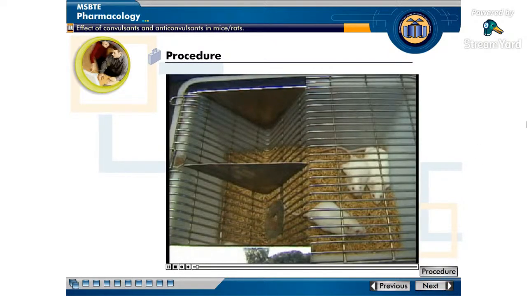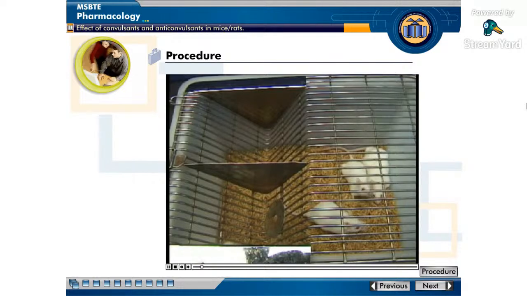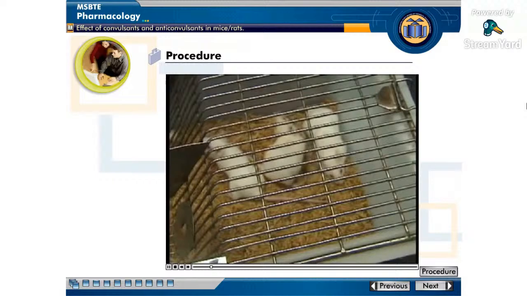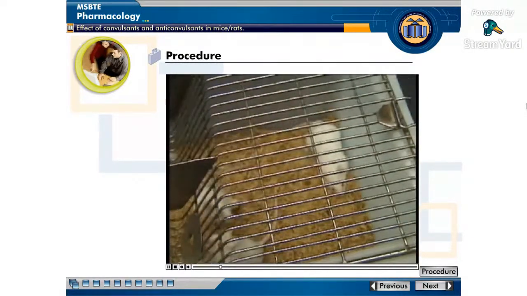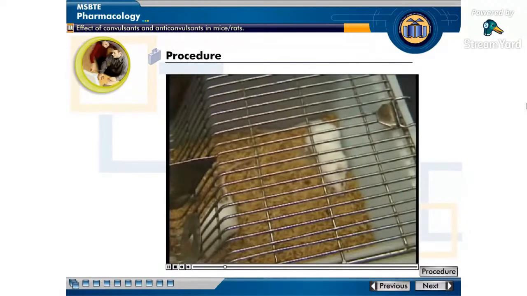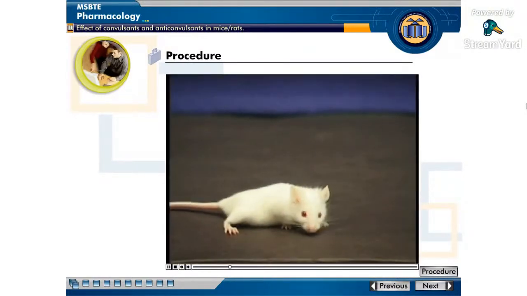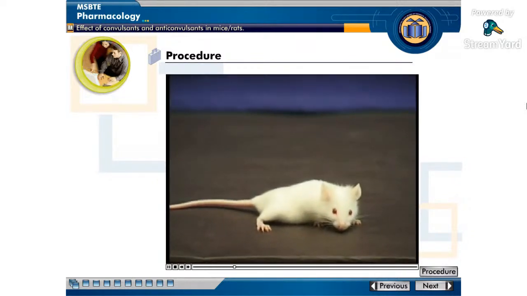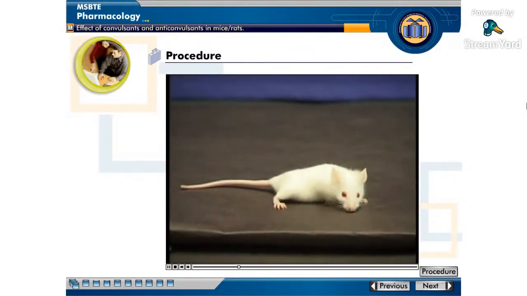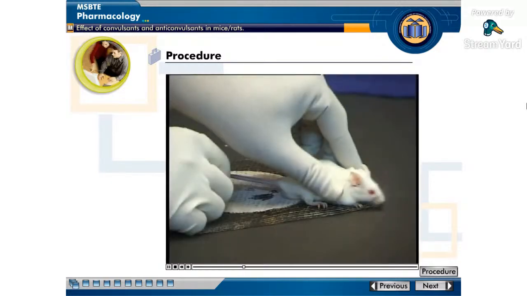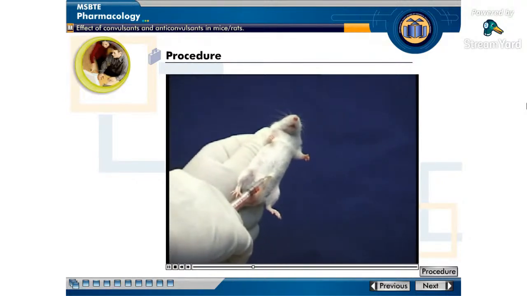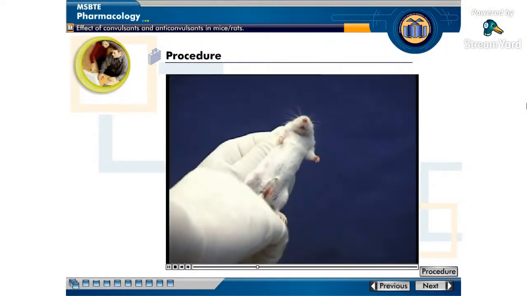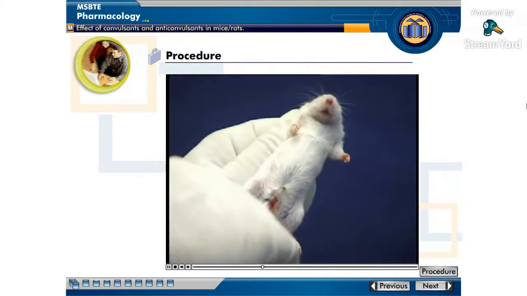To study the effects of convulsant and anticonvulsant in mice, select two adult healthy mice weighing not less than 20 gram and label them as mice A and mice B. Observe their normal posture and normal muscle tone, particularly in limbs and tail. Now inject 0.1 ml of stock solution of strychnine hydrochloride to mice A intraperitoneally.